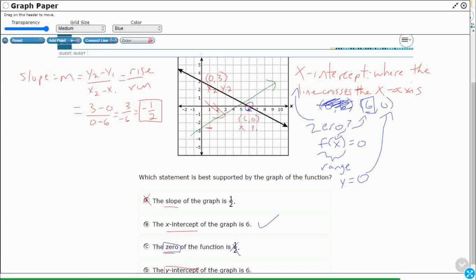So no, our x-intercept is 6. So both B and C, the x-intercept and the 0, are both referring to the same thing, just two different words for it. And then D is incorrect here. It says the y-intercept of the graph is 6. Nope, it's 3. So my answer is B.